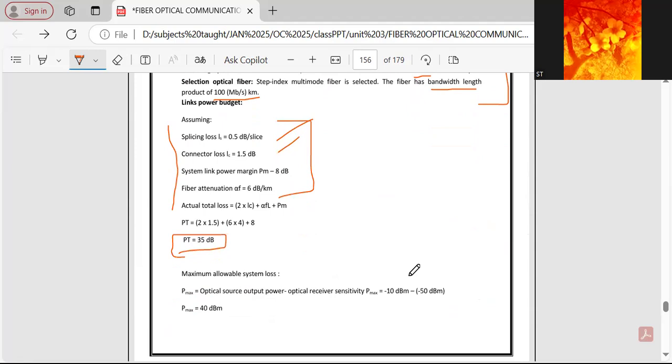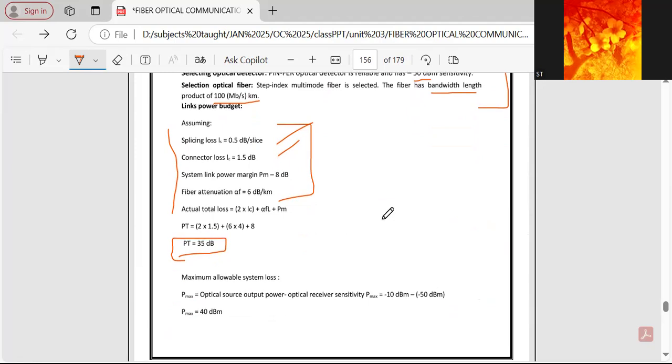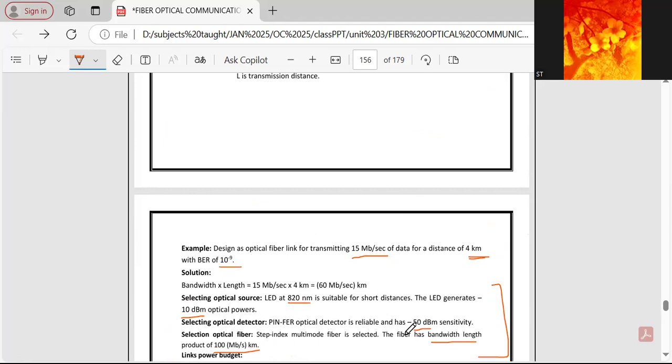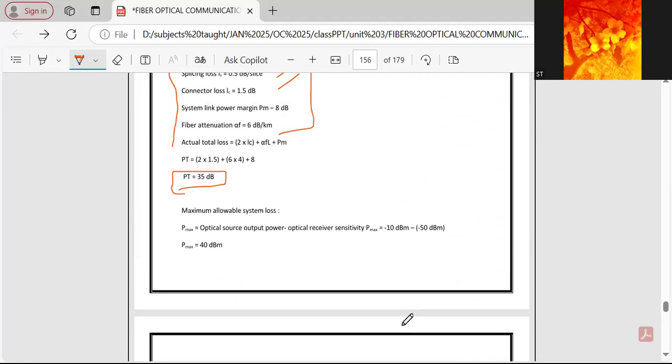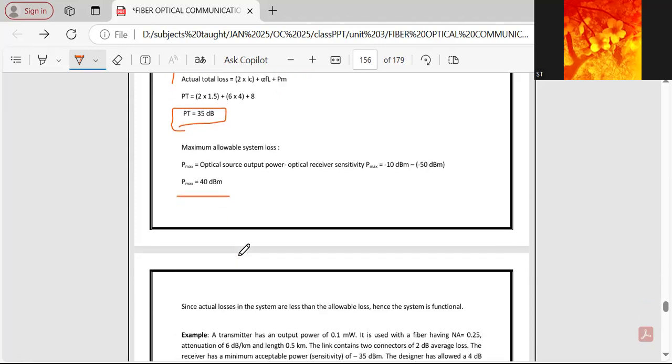Now we have to identify the maximum allowable system loss. That is given by the optical source output power, which is minus 10 dB, and the optical receiver sensitivity, which is minus 50. When we calculate, we get 40 dB. So this is the actual loss and this is the permissible loss.